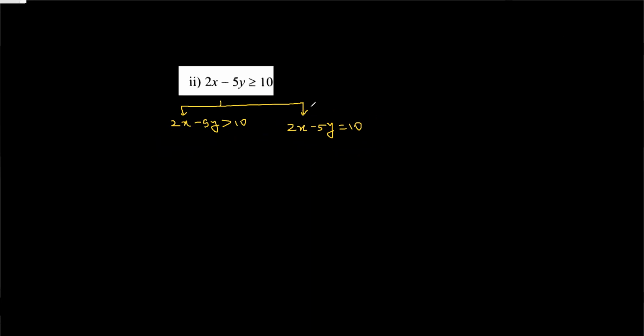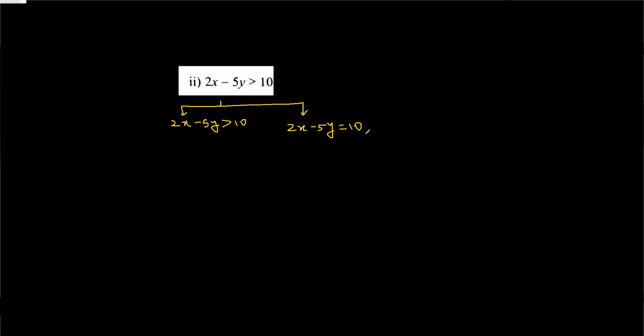So much so that if in some question you notice that the equal to is missing, just check. Equal to is missing. Still, what you will do is go for the line. The only thing is the line that you draw is going to be the dotted line.